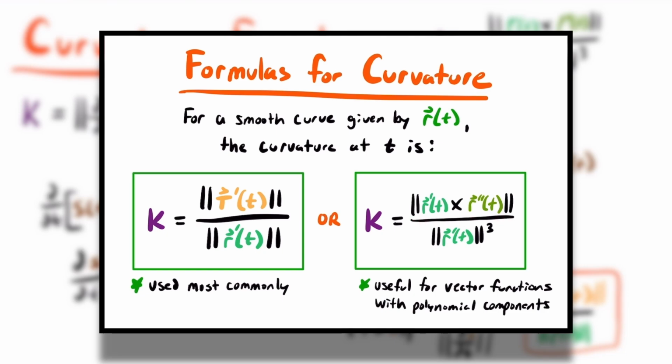Okay, so the formula we looked at earlier was just the definition of curvature. You really only use that if you were already working with a vector function in terms of the arc length parameter, while these formulas here are more useful for finding curvature without the need to reparameterize.